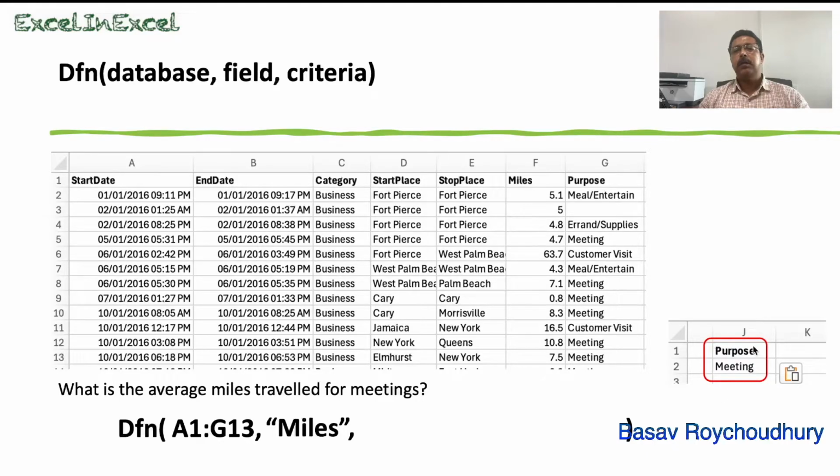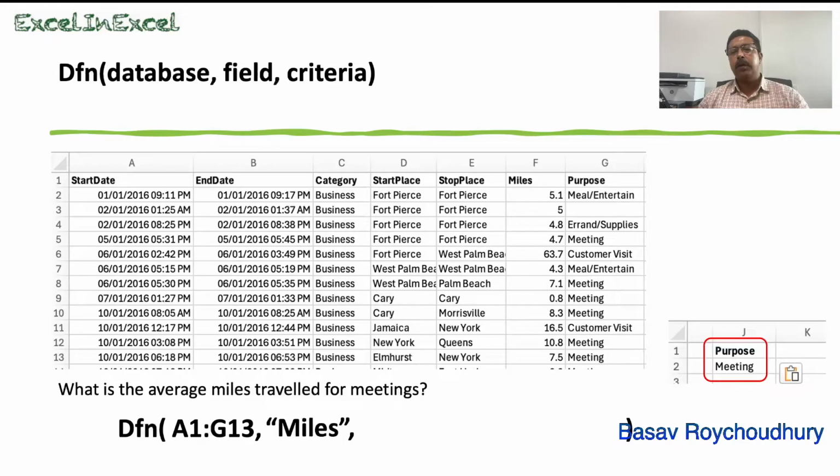So the first cell of the criteria, it need not be row 1, it can be anywhere, but the first cell of the criteria must be the name of the field. And then onwards, we can have the value of the field that it should match. One important thing to note is, if there is any spelling mistake here, the answer will be wrong.